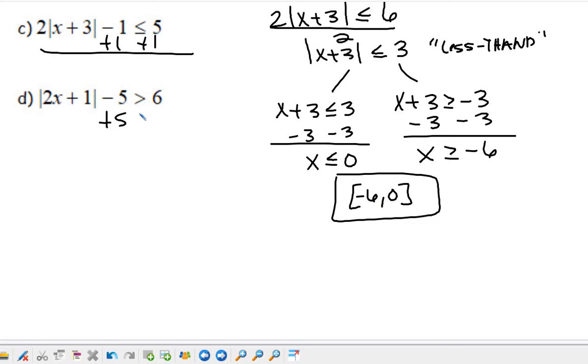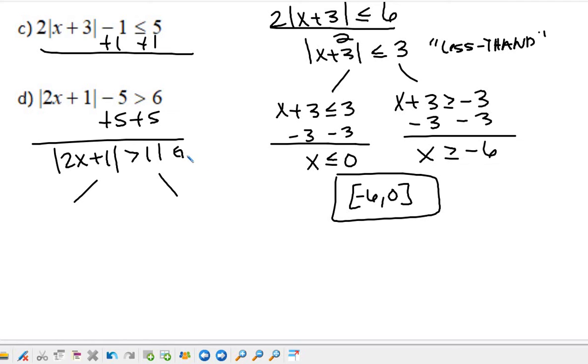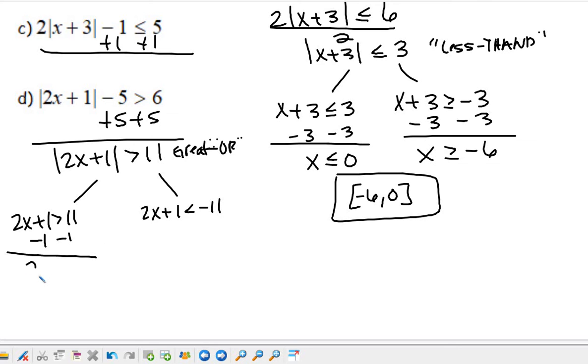Letter D, again, we have to isolate first. So I have the absolute value of 2x plus 1 is greater than 11. So again, we do the same thing. This is a greater than, or statement. So it is this or it is that. That's the ones with the infinity in them. So I write exactly what I see. And then the opposite, we flip the sign and make that a negative 11. So I subtract 1. So I have 2x is greater than 10.